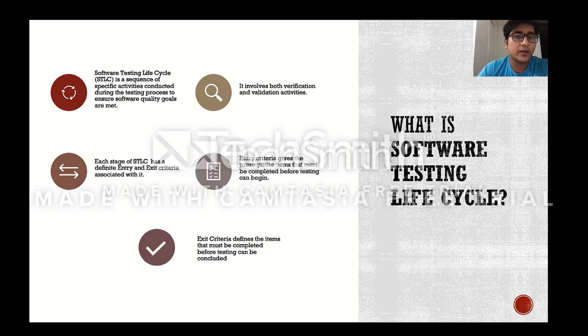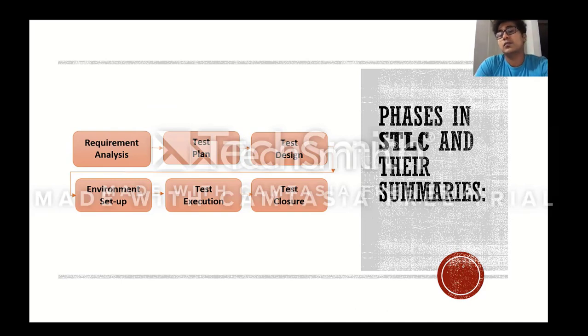Basically, entry criteria are a set of items that must be taken care of before the testing can begin. And as the name suggests, exit criteria are the prerequisite items that should be taken care of before the testing is concluded. So there are actually 6 phases in the software testing life cycle.